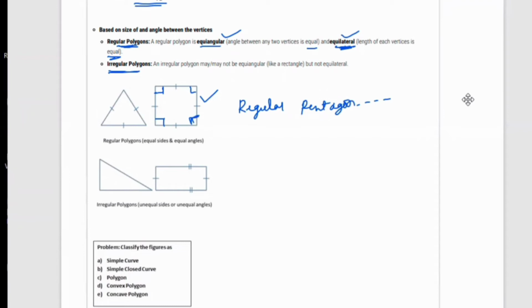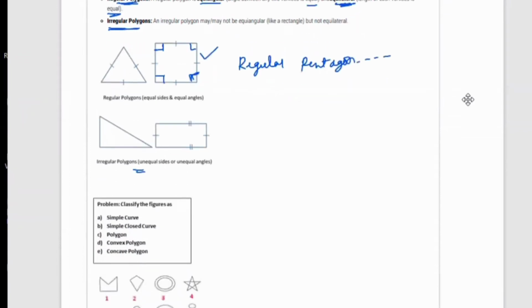Next, irregular polygons mean the opposite of regular. If all sides are not equal or angles are not equal, it is nothing but an irregular polygon. The opposite of regular is an irregular polygon. Now some problems.